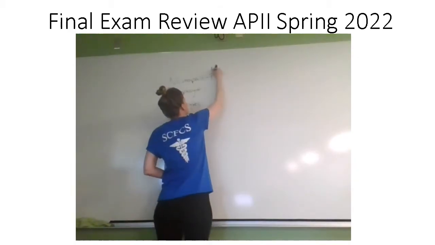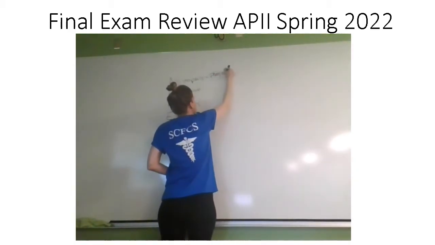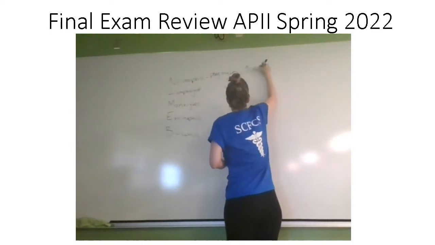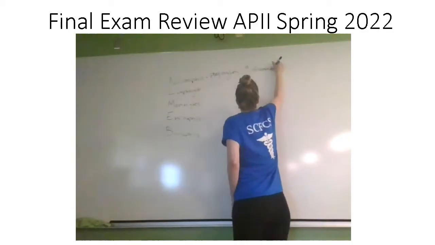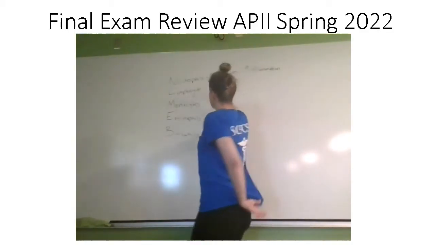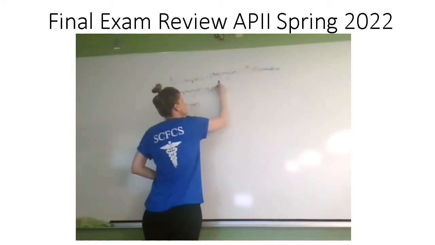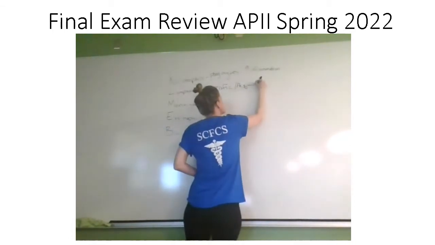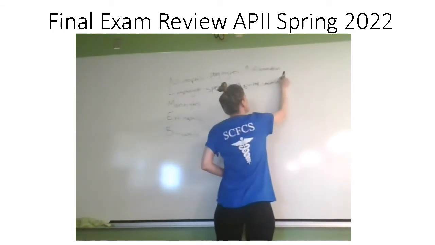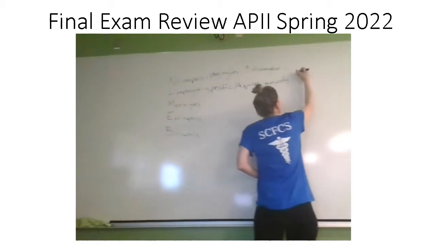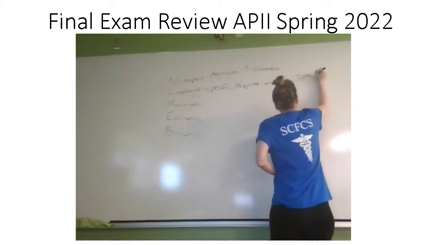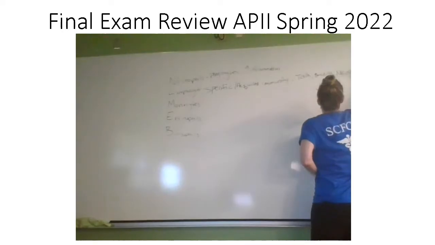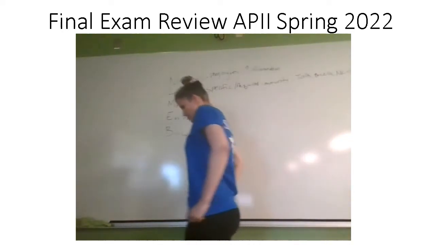So neutrophils are good phagocytes, and they do increase inflammation as well. Lymphocytes are responsible for our specific or acquired immunity, and they include T cells, B cells, and NK cells. We'll talk a little bit more about those in the lymphatic system.